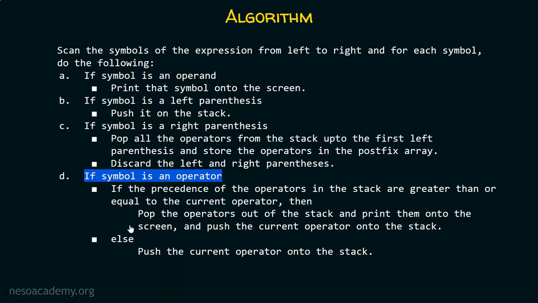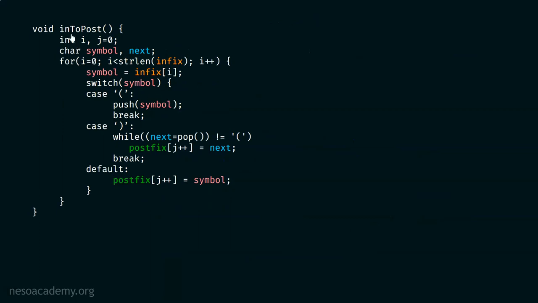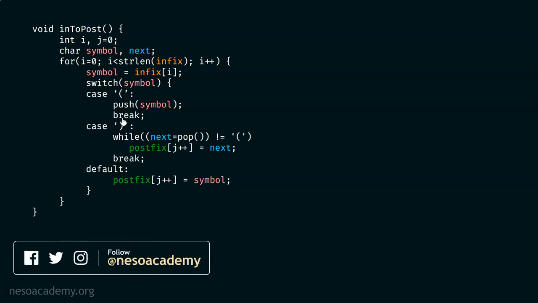But before doing all these things, we first have to include this case in our program, right? We know that this is how our program looks like, infix to postfix. In this function, I have handled all these cases. You can see that we have a left parenthesis, we have a right parenthesis, and we have a default case. The default case will get evaluated if the symbol is an operand, okay? Not an operator, but an operand. So this is a very important case. Of course, this default case must be evaluated after that.